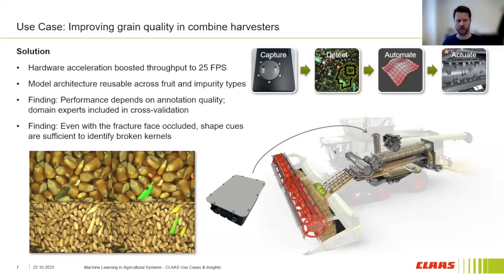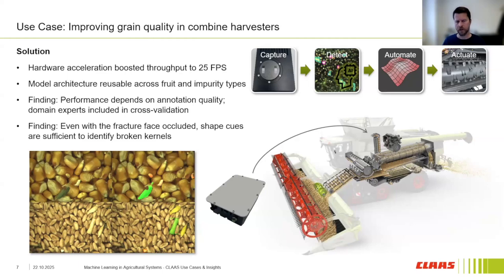What we also found out with the AI was the ability to find broken kernels where the typical features are not visible, meaning in the optimal case, you see a white broken surface of a wheat kernel, but even if the kernel is laying on its side and you can only see the cutoff side of the face, then you will still be able to detect most of these instances.